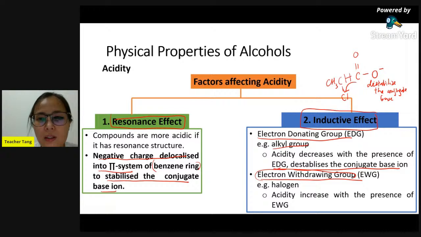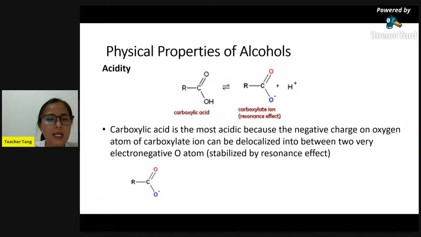So if we have an electron withdrawing group, then the acid will become more acidic because the electron withdrawing group can stabilize the conjugate base. Now we look at them one by one. We look at the carboxylic acid first. Carboxylic acid is an acid, so it can donate the hydrogen ion and become carboxylate ion. This carboxylate ion is the conjugate base.